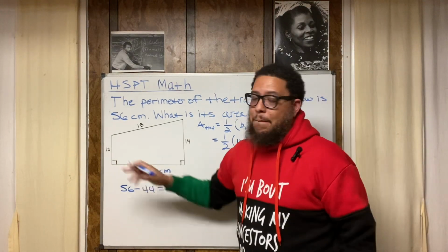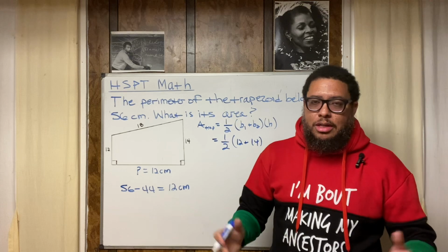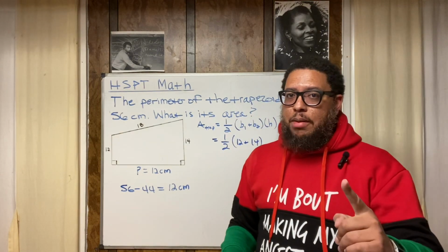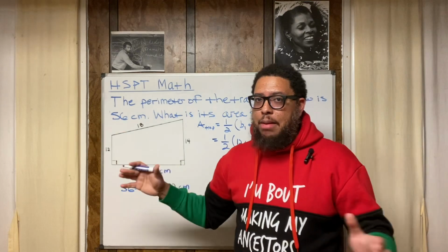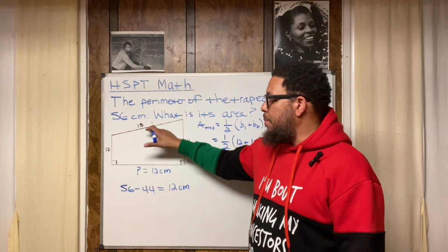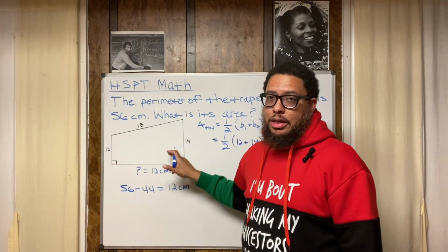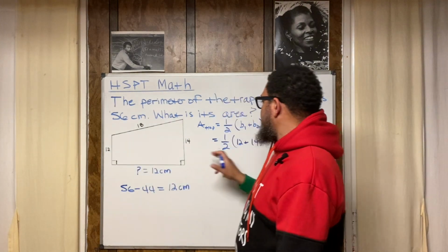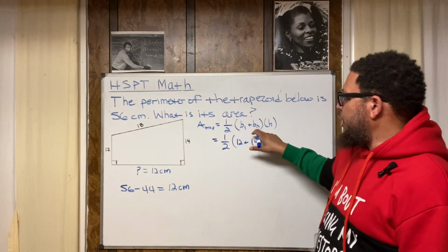Why? Because the bases are the parallel sides. A trapezoid is a quadrilateral with exactly one pair of parallel sides, and the other two sides are not parallel. These two sides are not parallel. These sides are parallel. So the bases are the parallel sides: 12 centimeters, 14 centimeters. That's where this goes. Replace B1 and B2 with that.